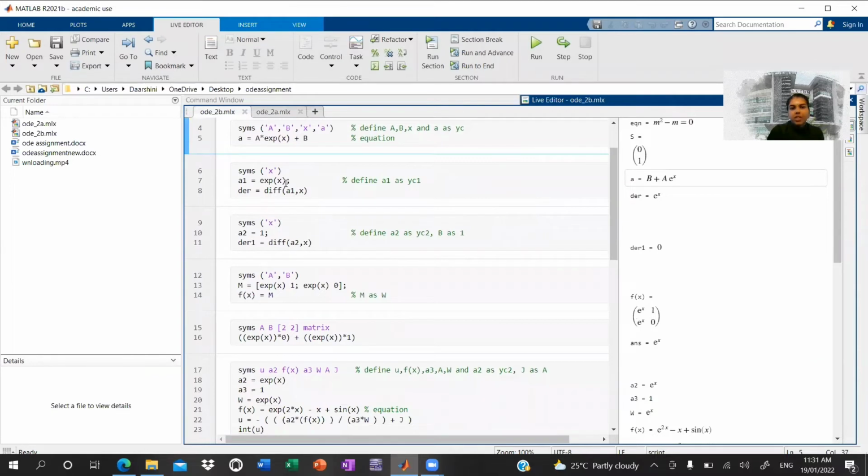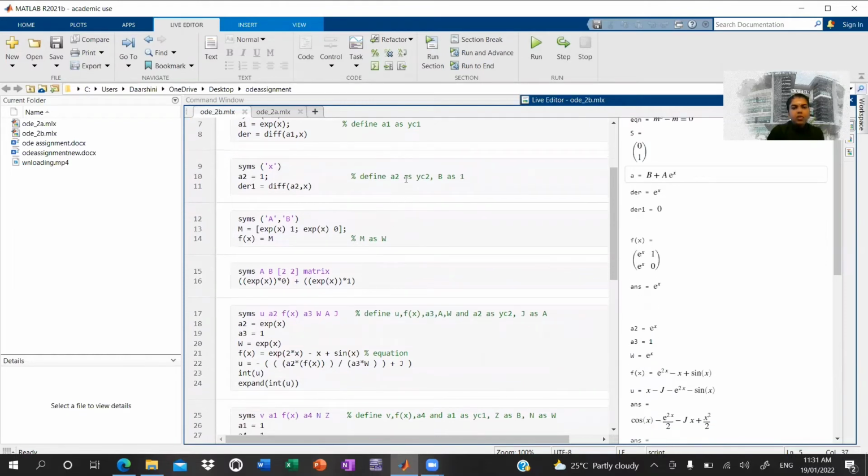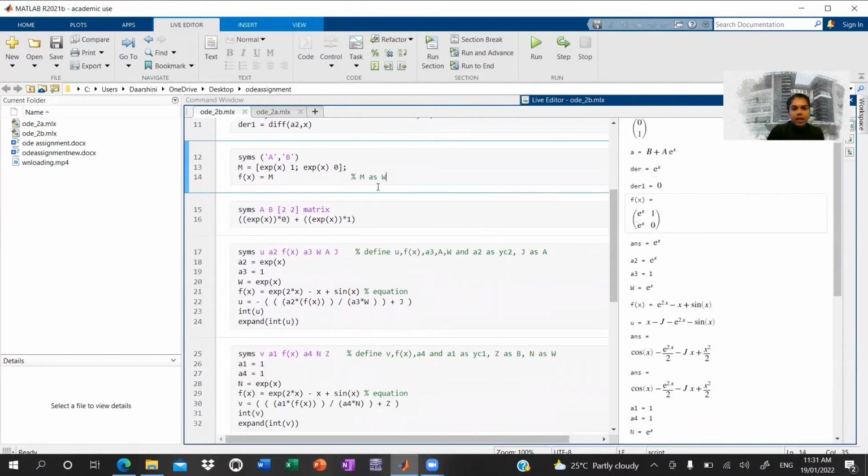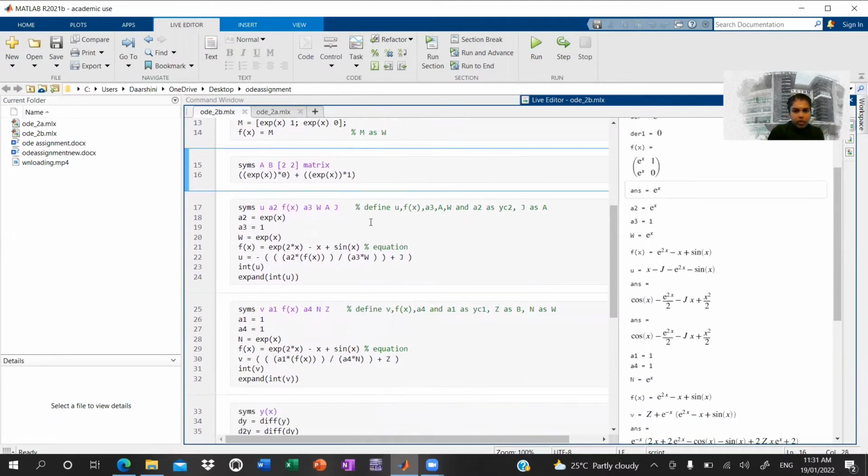And then I differentiate once. I define A1 as YC1, that is e exponent x, and A2 as YC2 as 0, and this is the matrix method that I've used to calculate the value of W. As I said, the value of W is e exponent x.